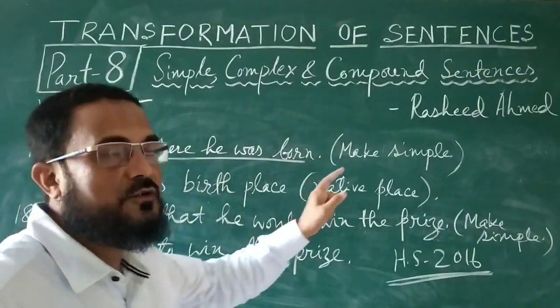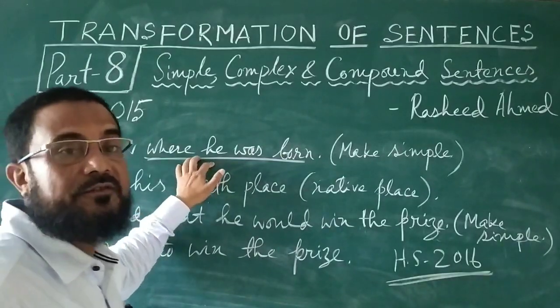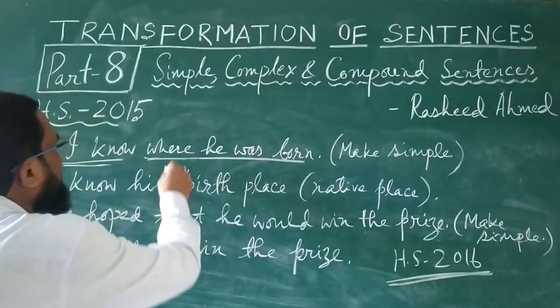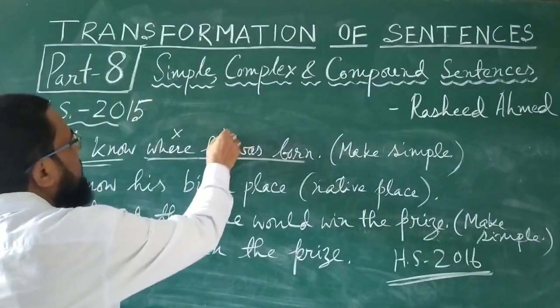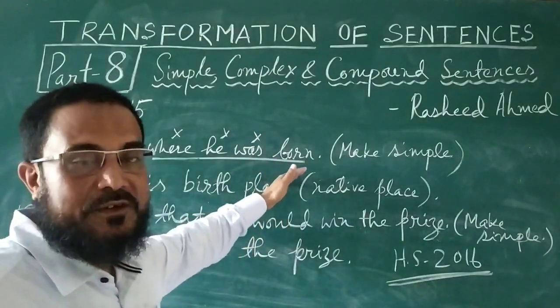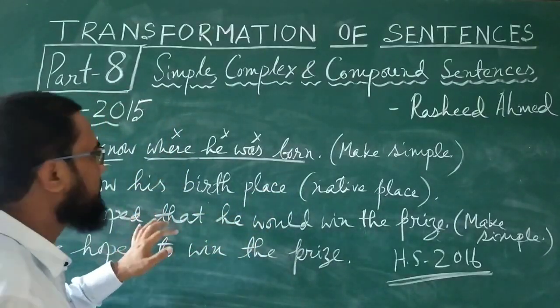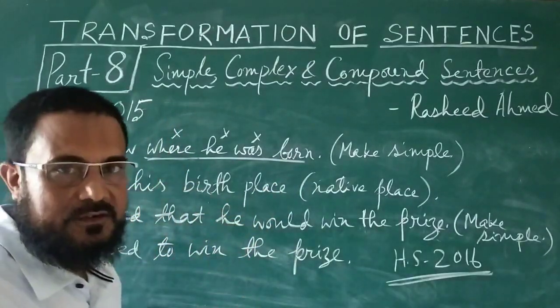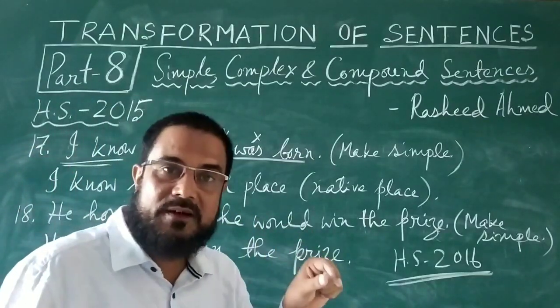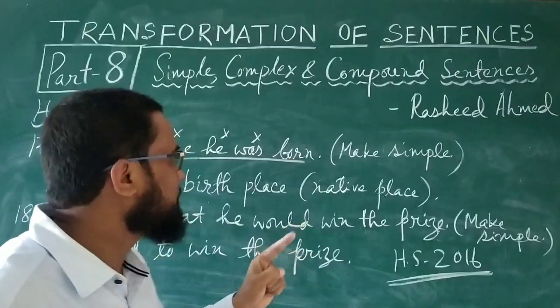And the instruction is to make it simple. This means this subordinate clause should be changed into a phrase. This means where will be removed, he will be removed, was will be removed, and born will be changed into a different form. So I know where he was born. If you make it simple, it will be I know his birthplace. Where he was born means the place of his birth. I know his birthplace, or I know his native place. That will be the simple sentence.